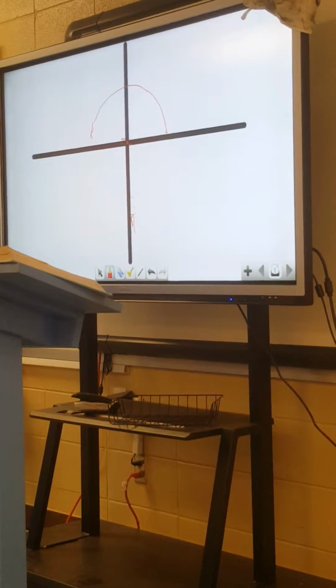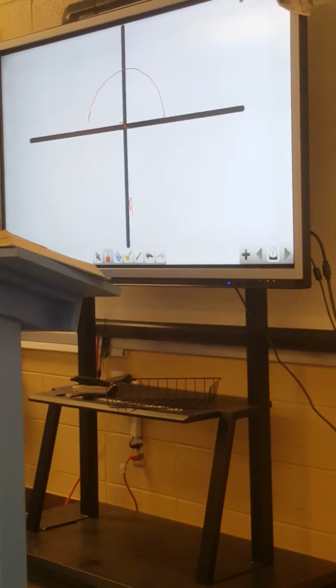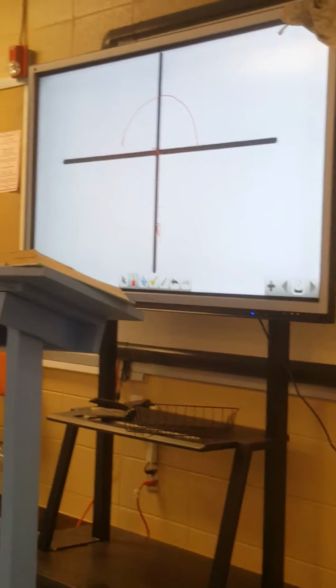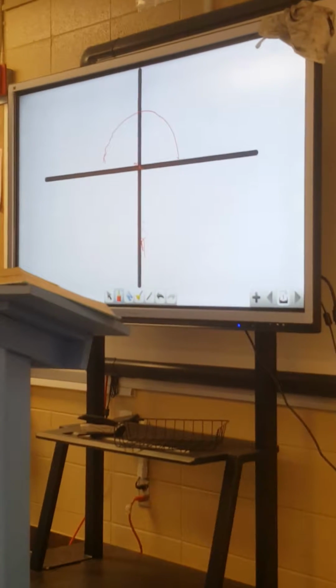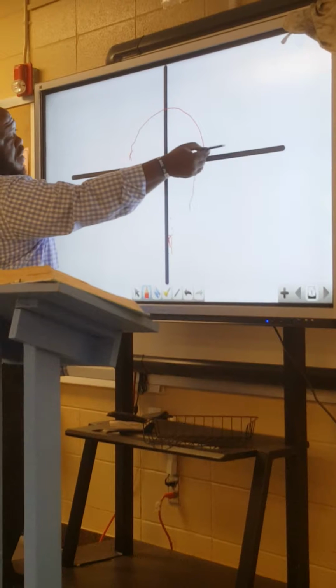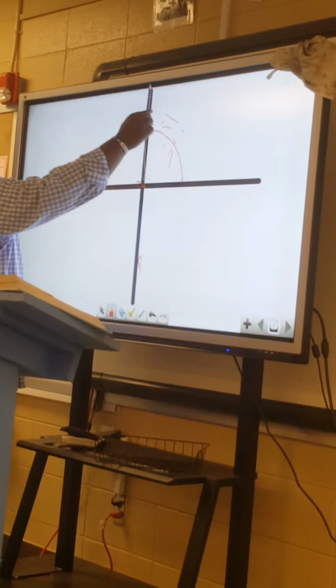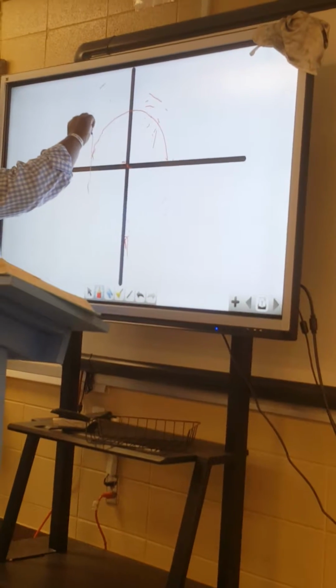So now, fixed point, string. Are they the same distance? Is it the same distance all the way around? Yes, it will be. So the pencil is here, and as it's going around the arc.